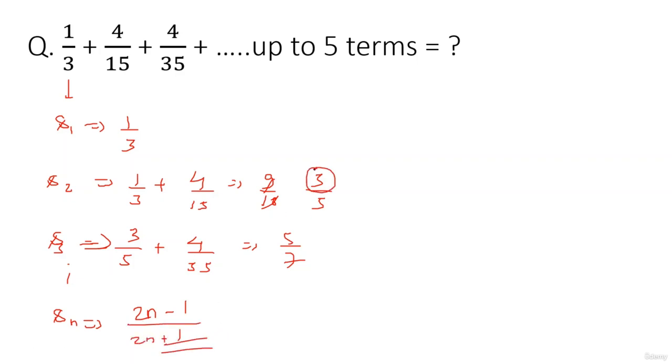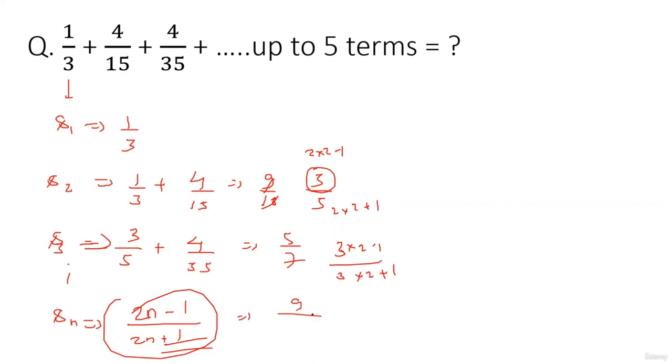See here, for 2 terms it is 2 into 2 minus 1 over 2 into 2 plus 1. Here for 3 terms it is 3 into 2 minus 1 divided by 3 into 2 plus 1. So for the n terms, it's 2n minus 1 divided by 2n plus 1. Okay, what will it be for 5 terms? 5 into 2 is 10, minus 1, 9. 5 into 2 is 10, plus 1, 11. 9 by 11 is the required answer. As simple as that. Okay.